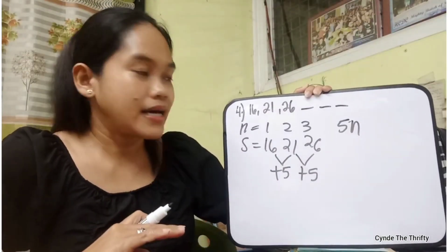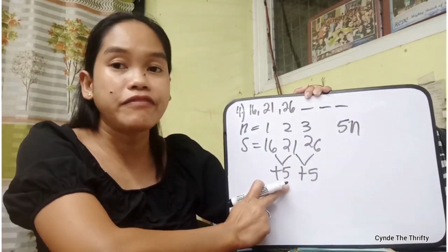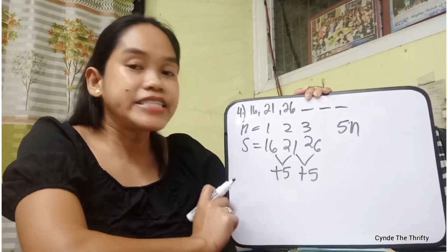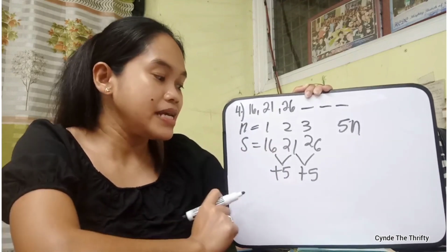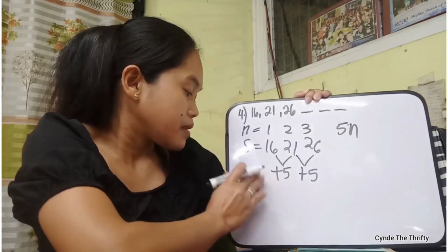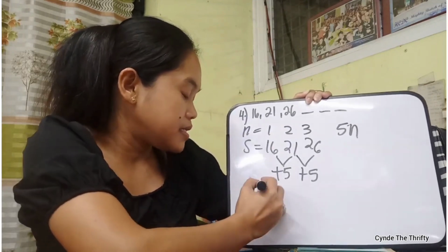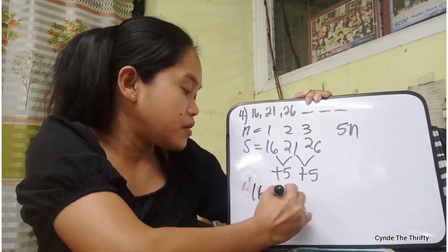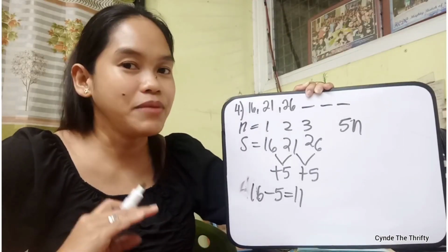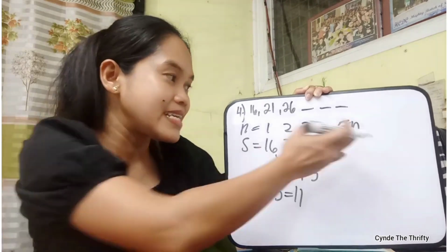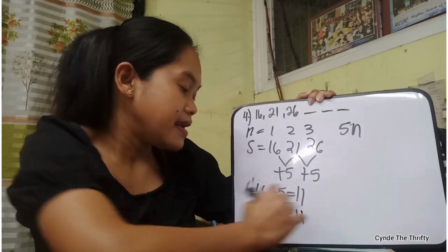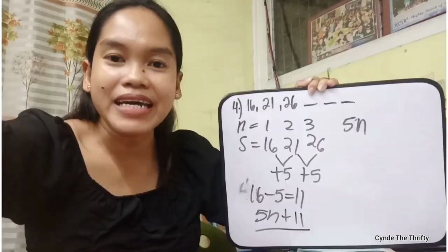Pagkatapos, ang susunod natin gagawin is isubtract natin ang ating interval from the first term. Ano yung first term natin? 16. Ano yung interval natin? 5. So, ibig sabihin, si 5 isubtract natin kay 16. So, 16 minus 5 is equal to 11. Ayan, 16 minus 5 is equal to 11. So, ibig sabihin ang ating nth rule is ito. 5n plus 11. Ayan, so yan na yung nth rule natin.